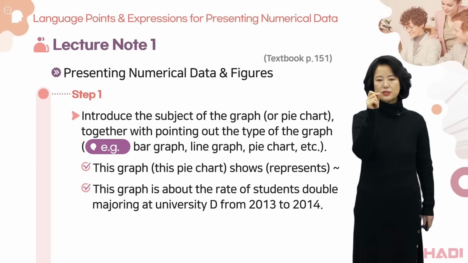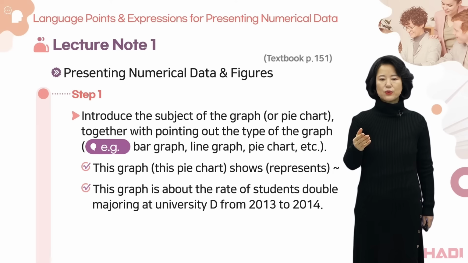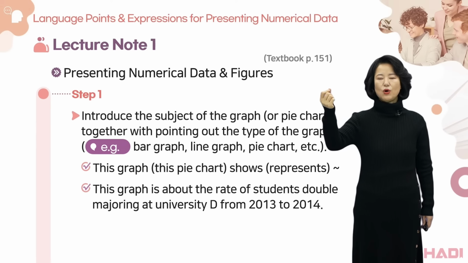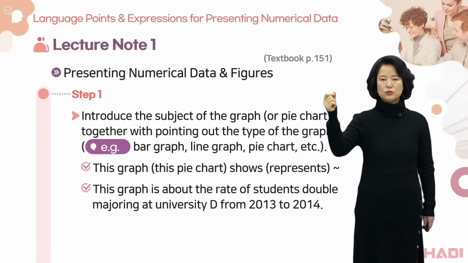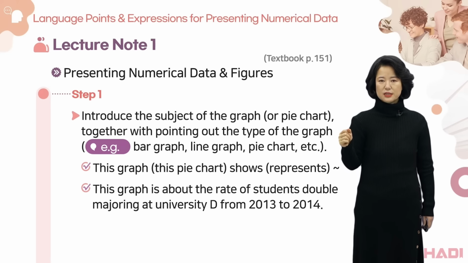When you introduce the subject of the graph or pie chart, you can introduce it together with pointing out the type of the graph. For example, this bar graph shows the annual income of the accountant. Or you can say, this line graph shows the annual increase of the income compared to 2000. Like this, you can mention the name of the graph or chart with the subject of the title. What is the subject? Subject means title, topic.